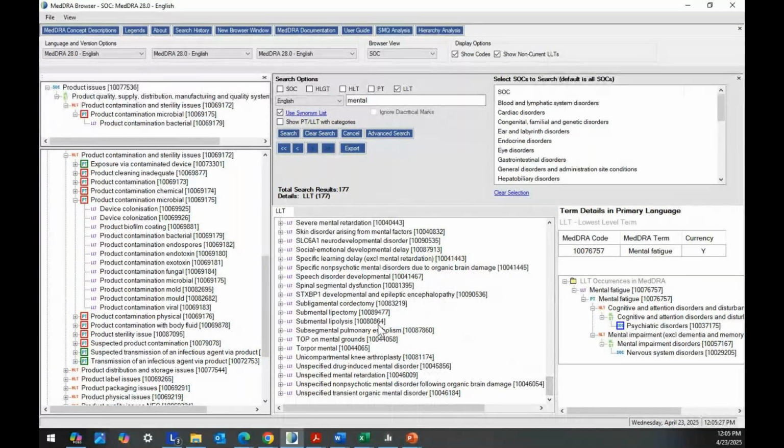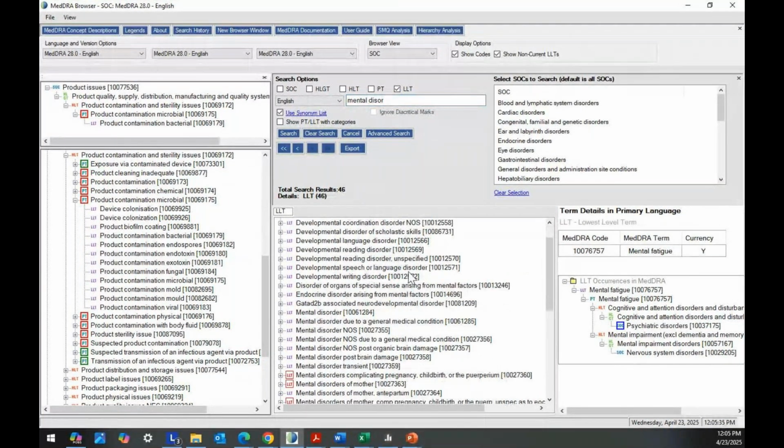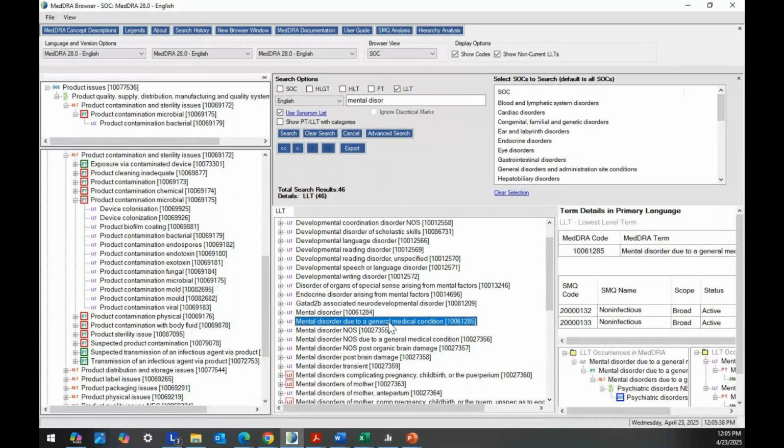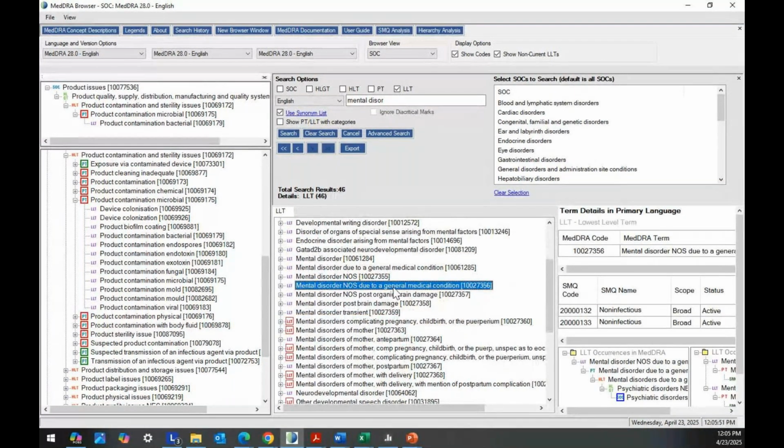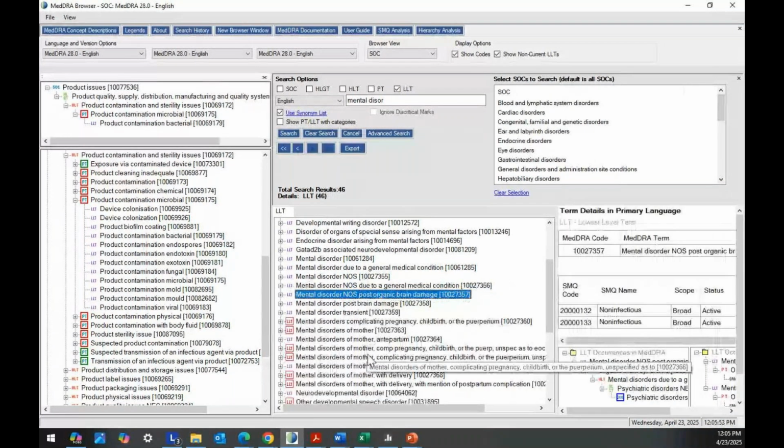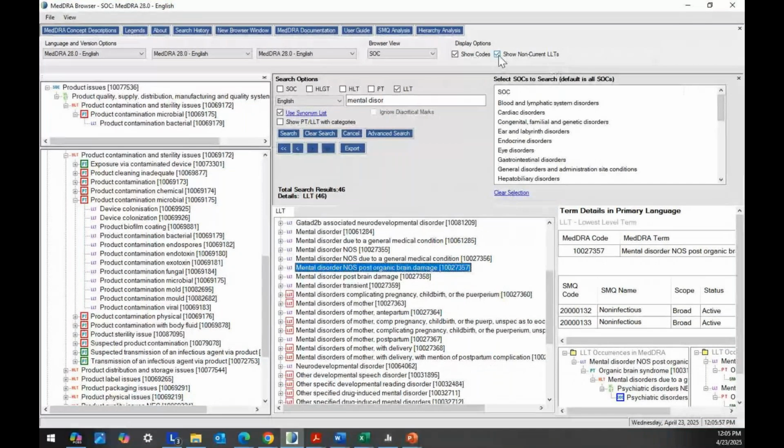So the next thing I would maybe do is search for mental, and maybe just type disorder specifically, right? Okay, we see here we have mental disorder due to a general medical condition. Maybe based off our referencing, we're getting a little closer, right? We also have mental disorder not otherwise specified due to a general medical condition, post-organic brain damage, lots of different options available here in the browser. They might work, they might not, but at least we're just looking around to see what we have.